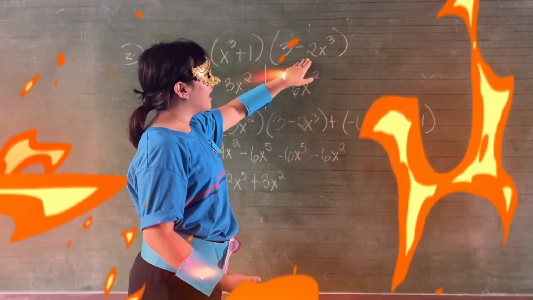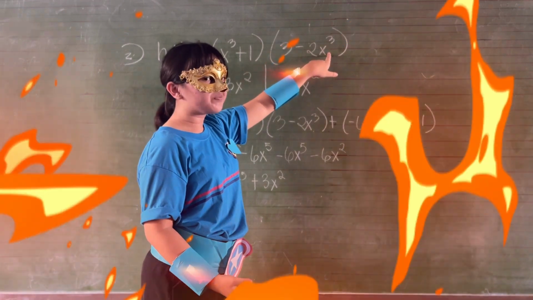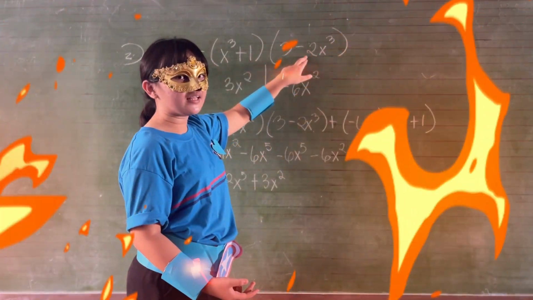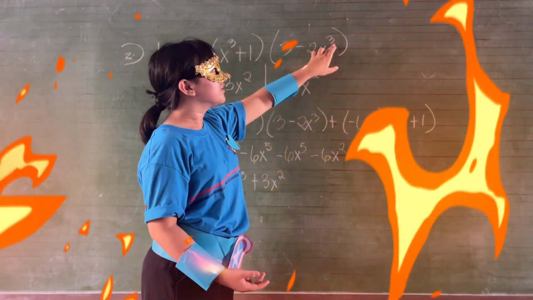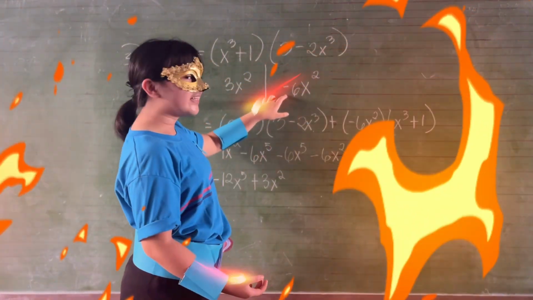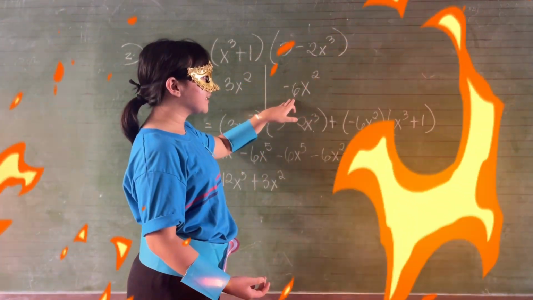And next, we have negative 2x cubed. So we take the 3 and multiply it to negative 2 and we'll have negative 6. And subtract 1 from the exponent, so we're going to have 2. So we're going to have the final answer, which is negative 6x squared.